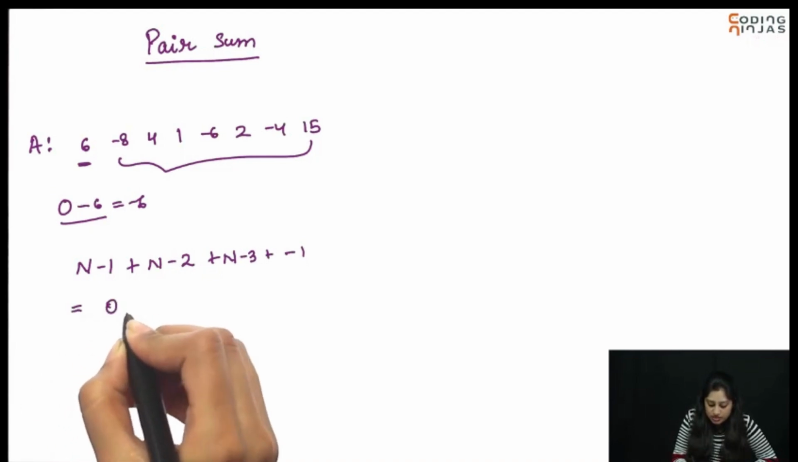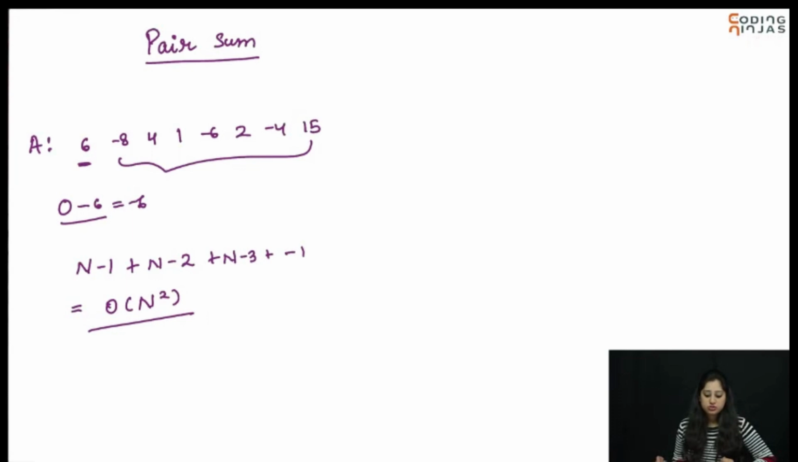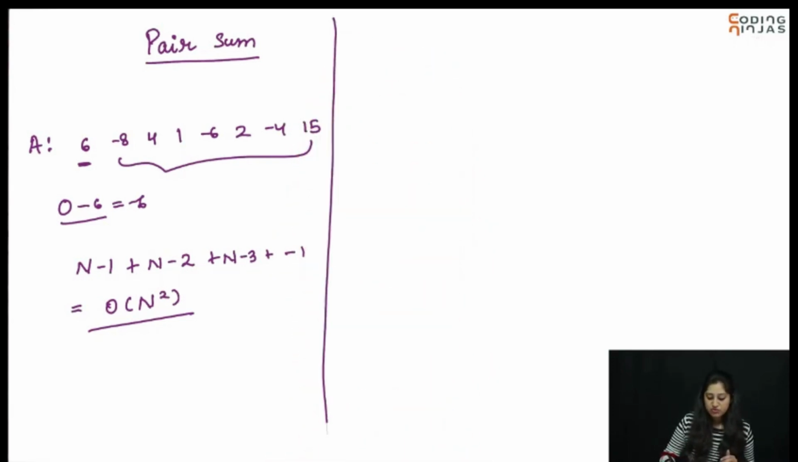Obviously this complexity will turn out to be order of n square. So this approach that we have discussed is the simplest approach, and its complexity is order of n square. Now the next step is to think, can we do better than n square? And the answer obviously is yes, we can. Whenever you are given a question on an unsorted array, one thought you should have is whether sorting will help us or not. So let's figure that out.